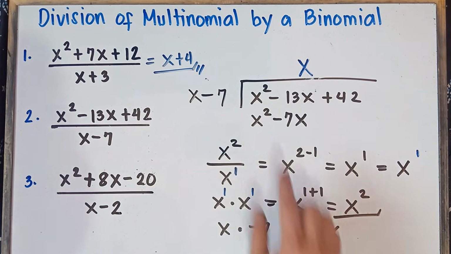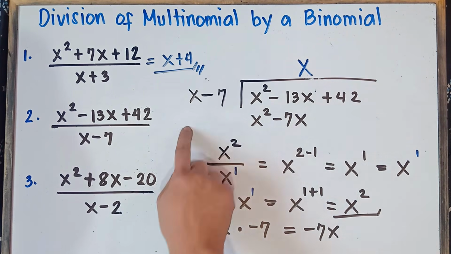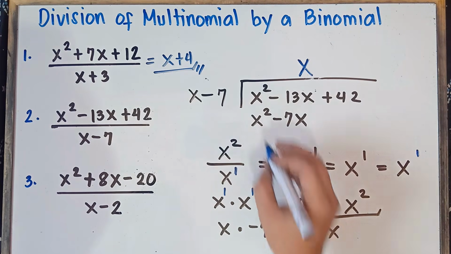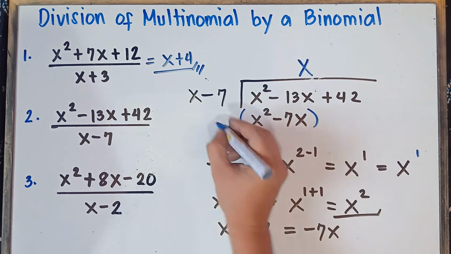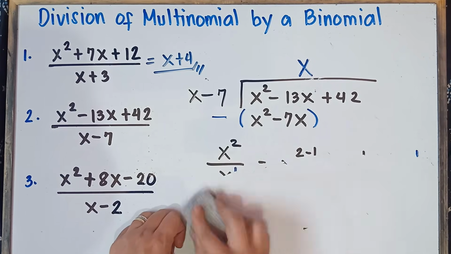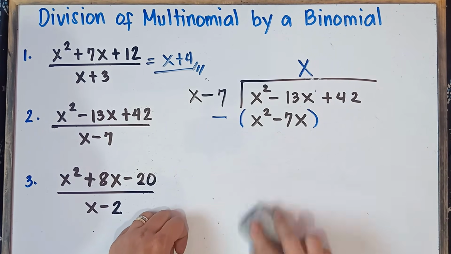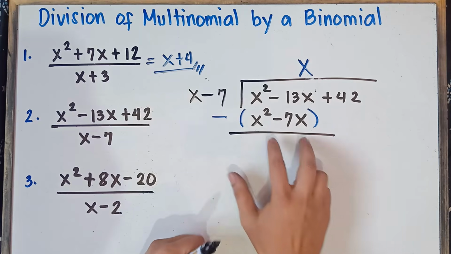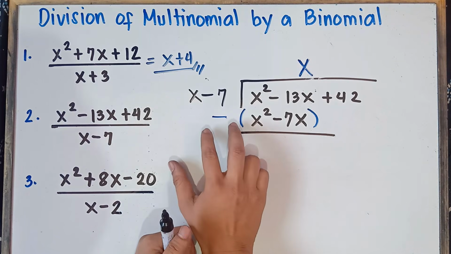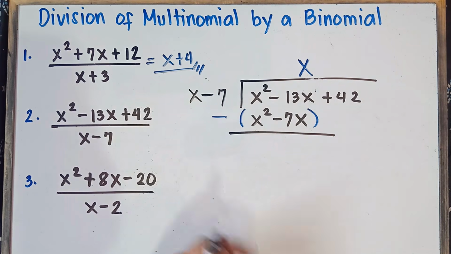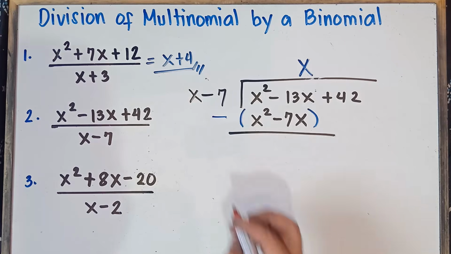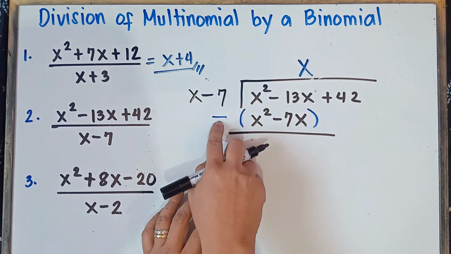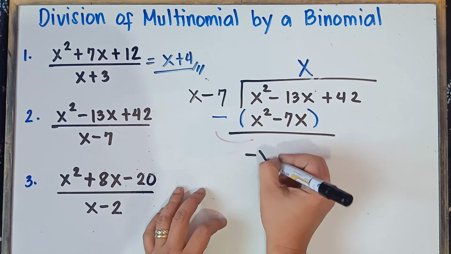Alright, and then we simply subtract: x squared minus 13x, minus x squared minus 7x. Now, since this is a binomial, we need to put parentheses and then a minus sign. Once again, class, rules in subtracting polynomials, you change the sign of the subtrahend, then you proceed to addition. You can actually distribute this one, class. You can multiply the negative sign. Negative times positive x squared, this becomes negative x squared.